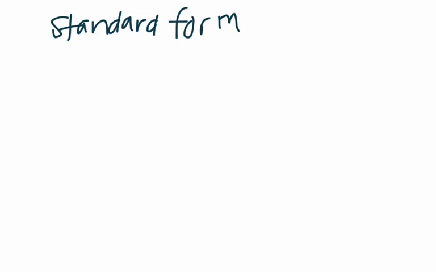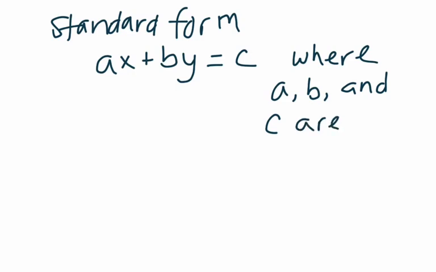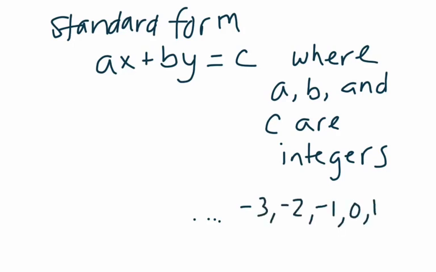So standard form, there's a couple of variations on this, and I do want to address that. So I think that's where I left off. So standard form is this. It's A times X plus B times Y equals C, where A, B, and C are integers. Okay, and remember that integers are these numbers here. Okay, so positive and negative whole numbers. Okay, so that's what you're talking about.